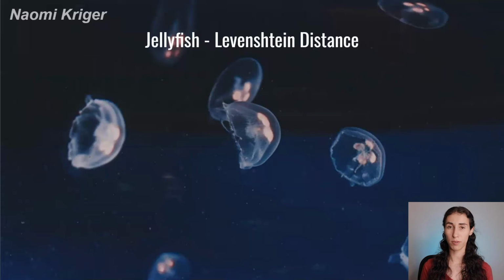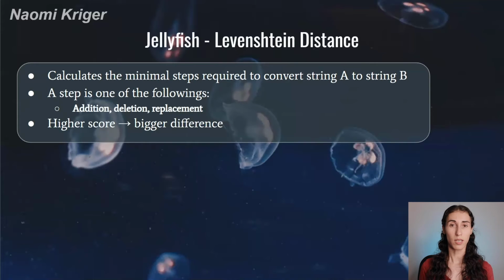Levenshtein distance is a very fundamental and important string metric in the string comparison world. Many other string metrics and string comparison algorithms are based on that one, including all the ones that we will discuss today. So Levenshtein distance counts the minimal number of steps required in order to convert string A to string B. A step is considered as an addition of a character, a deletion of a character, or a replacement of one character with another one. The higher the score is, the bigger the difference.